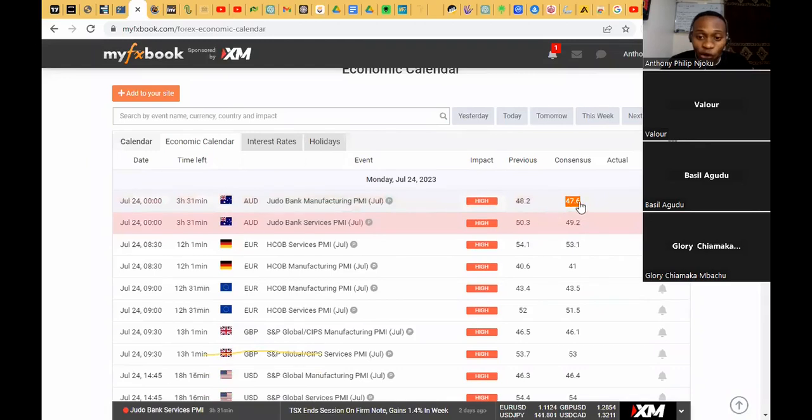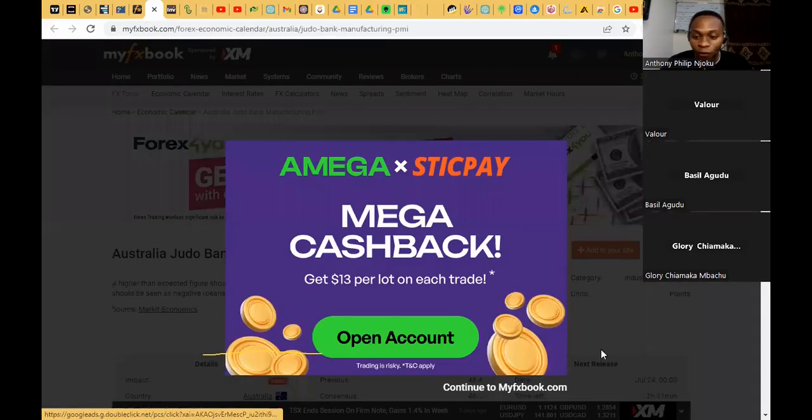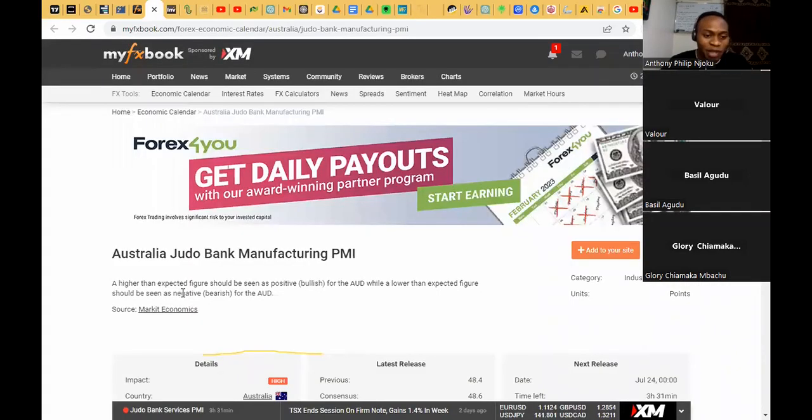What drives the market is the consensus and the previous data. Okay, so if what drives the market is the consensus and the previous data, how do you use it? A higher than expected figure should be seen as positive for the AUD, while a lower than expected figure should be seen as negative. Let me share this tip with you guys.